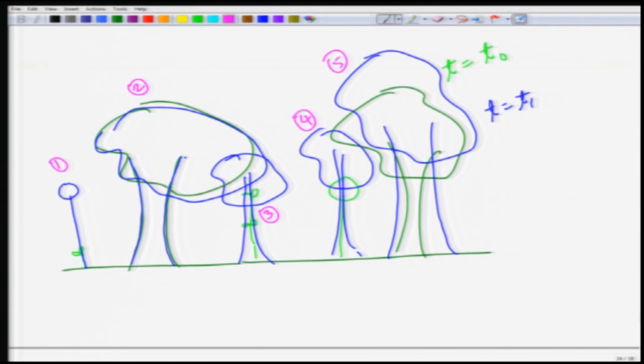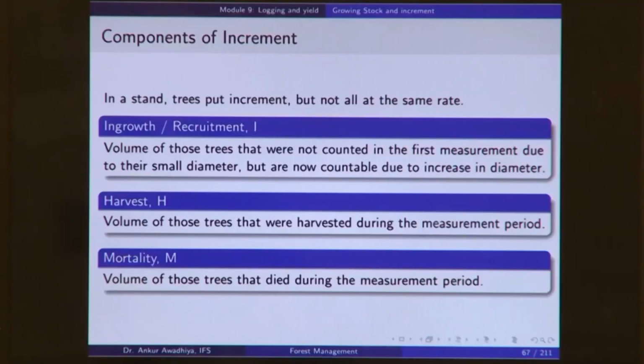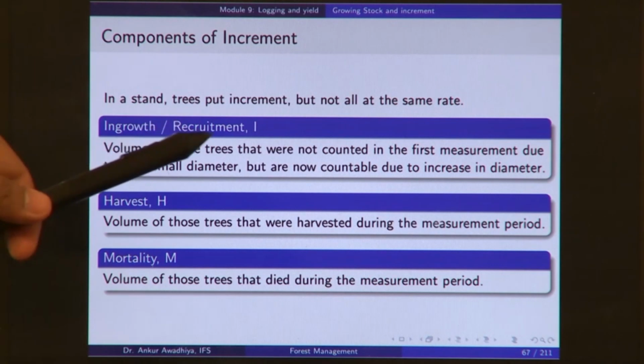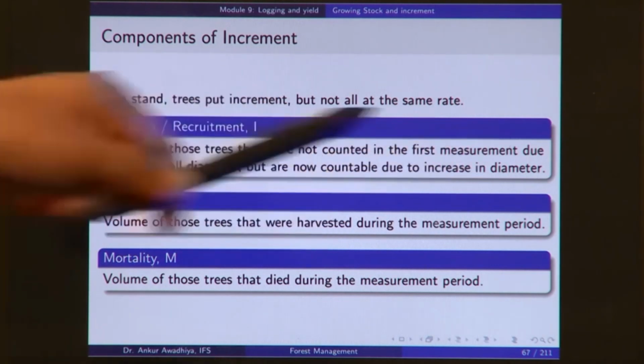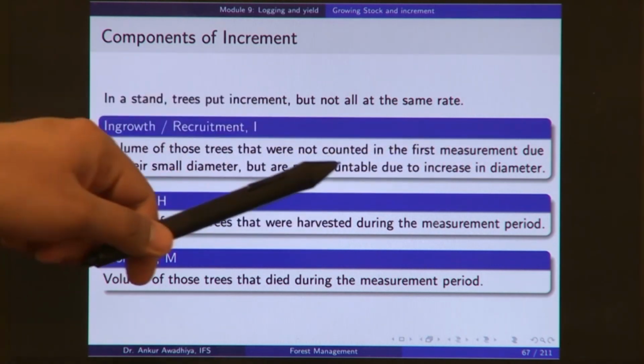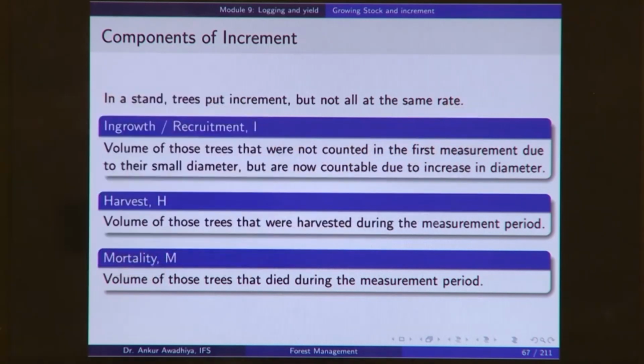So, in this case these two plants 3 and 4, which were not countable in the first instance but are now countable in the second instance, we will call the addition of their volumes into the growing stock the ingrowth. So, ingrowth or recruitment is the volume of those trees that were not counted in the first measurement due to their small diameter, but are now countable due to the increase in diameter.